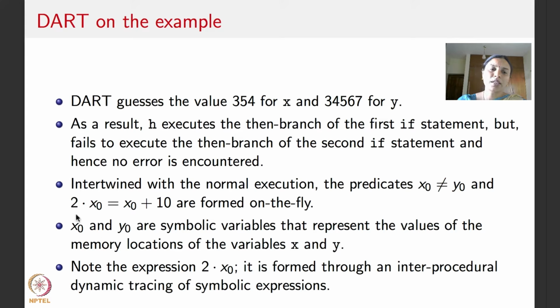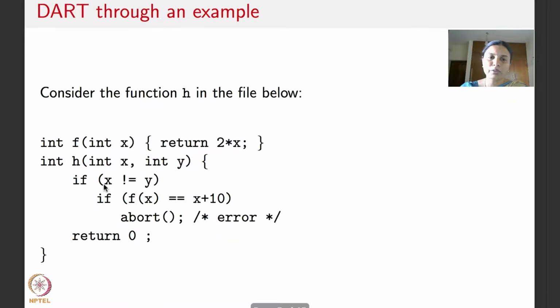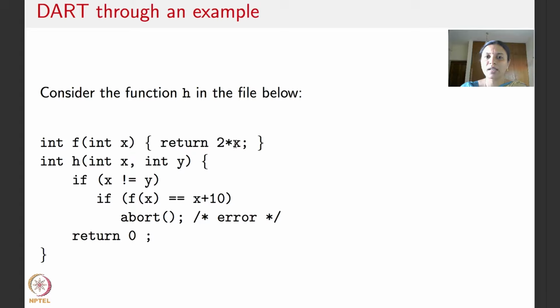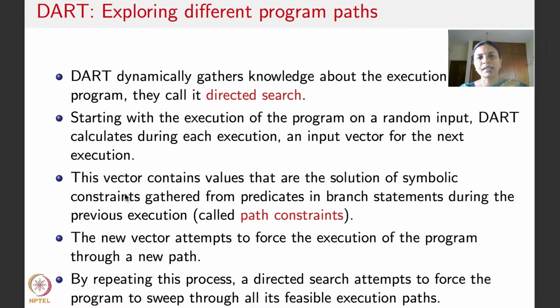Now, another thing to note is how did this path expression come? If you go back to the code, this path expression came from this if condition. This if condition actually had f of x. That means that Dart had to go to the code corresponding to f, understand that f of x is 2 into x, substitute it back here and then say this is the constraint. So this comment here just says that the path expression 2x naught in this predicate is formed through an interprocedural dynamic tracing of symbolic expression, because from h the control gets transferred to the function f, from where you understand that it is 2x and then you substitute it back. Dart can do this automatically is what is being said.